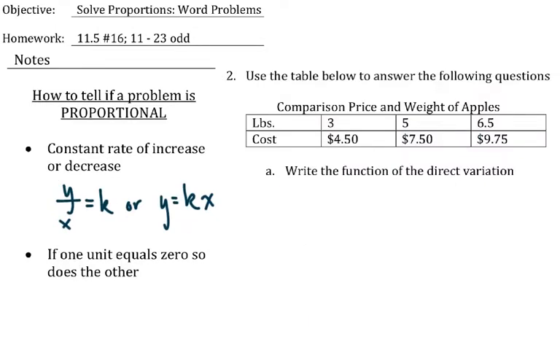Here we have a little bit more complex word problem for number 2. Use the table below to answer the following questions. Comparison, price and weight of apples. We've got pounds and cost. So the first thing we want to recognize is that though this looks very different than our last equation, we're still looking at two variables, a changing variable of the amount of pounds that you buy and the changing cost.